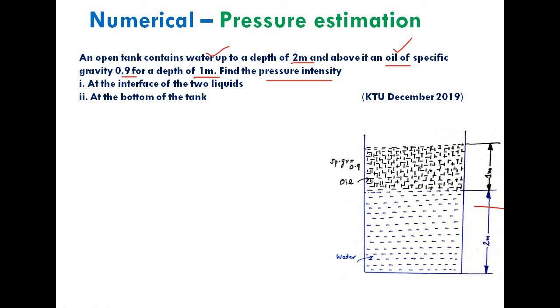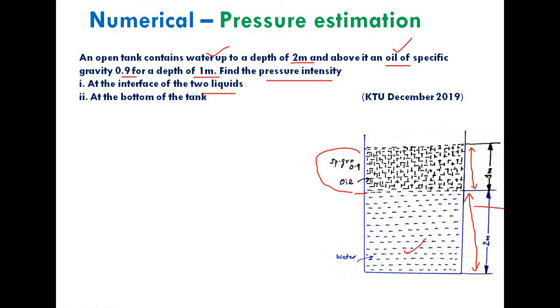You see, this is water, this length is 2 meters, h is 2 meters, and this is oil, and this vertical height is 1 meter as given in the problem, and the specific gravity of oil is 0.9. So the question is, find the pressure intensity at the interface of two liquids. So this is the line of interface of the two liquids.